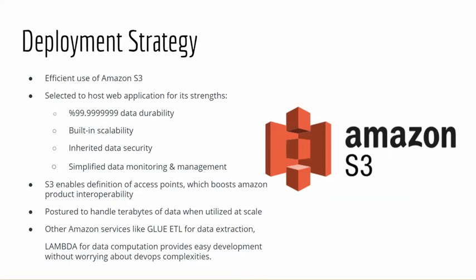We chose AWS because it comes with a bunch of pre-built services. S3 hosts the web application because it has 99.99% data durability, built-in scalability, and inherited data security. It also simplifies data monitoring and management. S3 enables definition of access points, which boosts Amazon product interoperability. Also, it's extremely scalable. Other Amazon services like Glue ETL for data extraction and Lambda for data computation provide easy development without worrying about DevOps complexities.